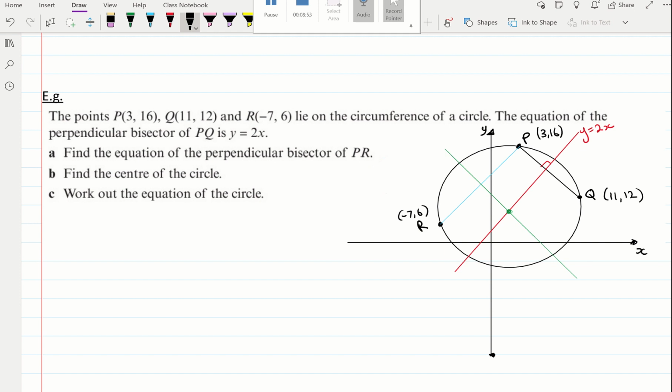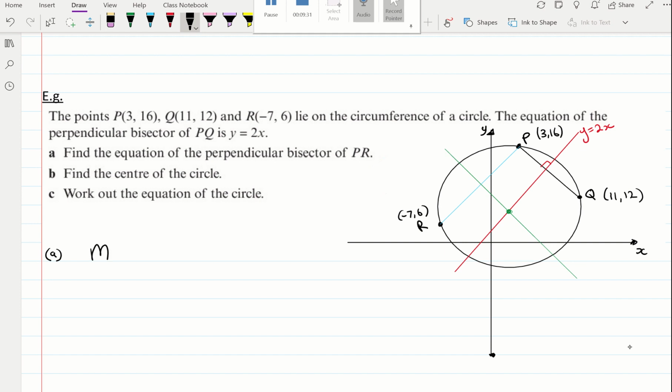I sketched y equals 2x, and I also sketched the perpendicular bisector of RP just to see how it looks. So the perpendicular bisector of PQ is y equals 2x. And then it said find the equation of the perpendicular bisector of P to R. So for P to R, I can find the gradient.